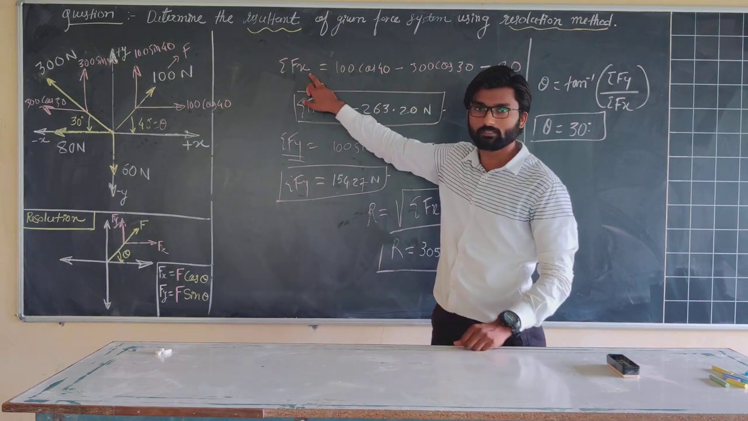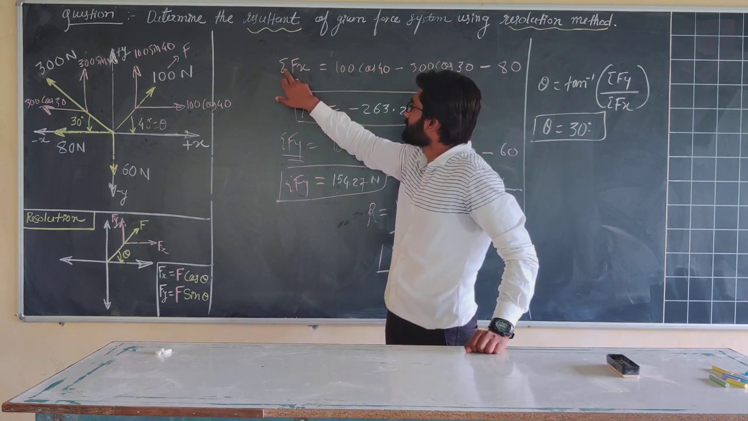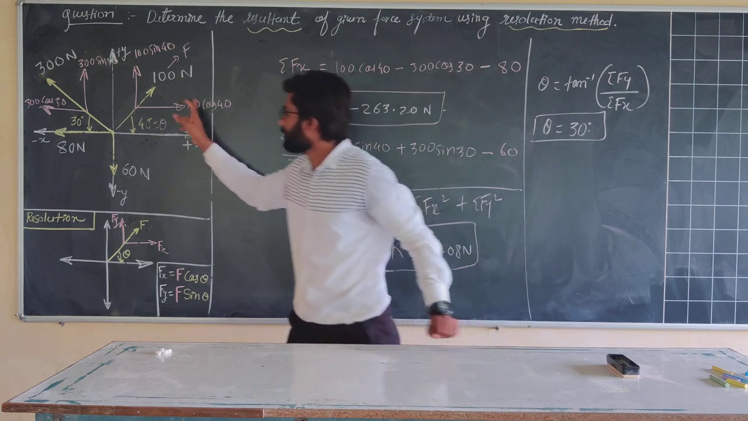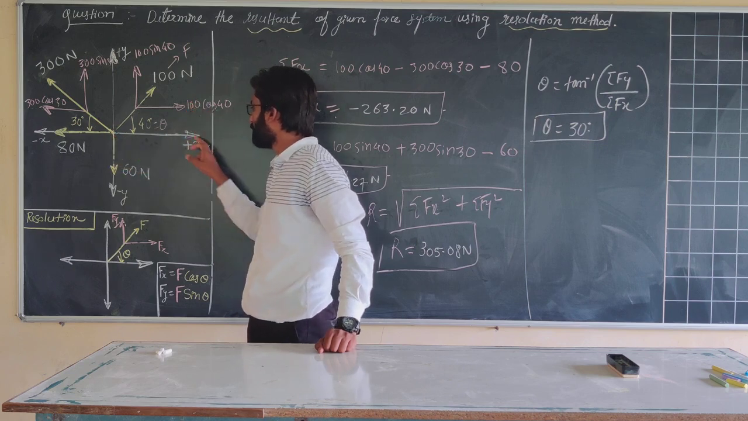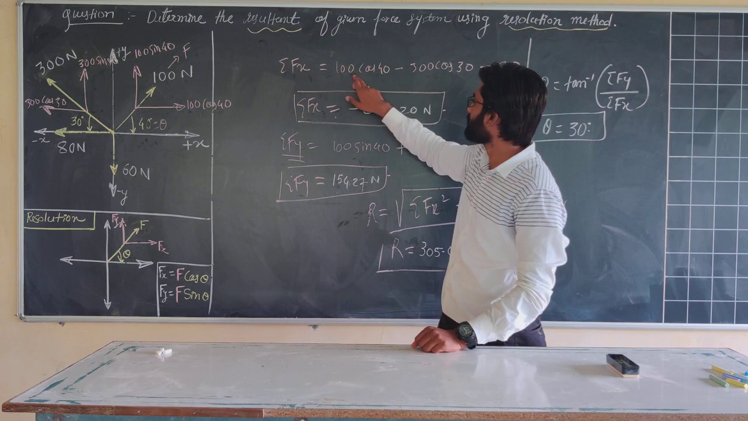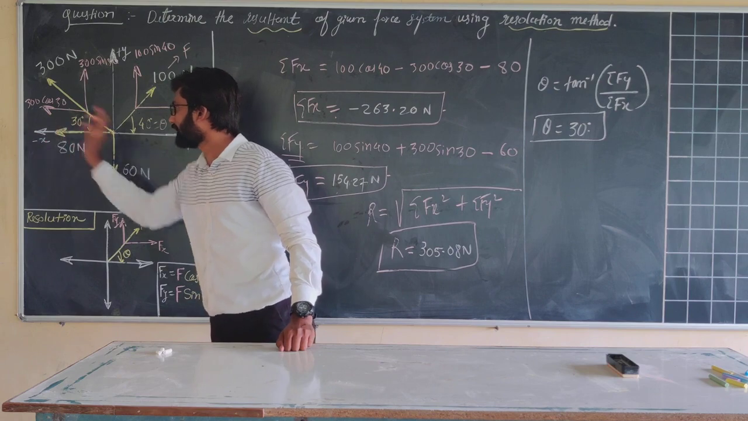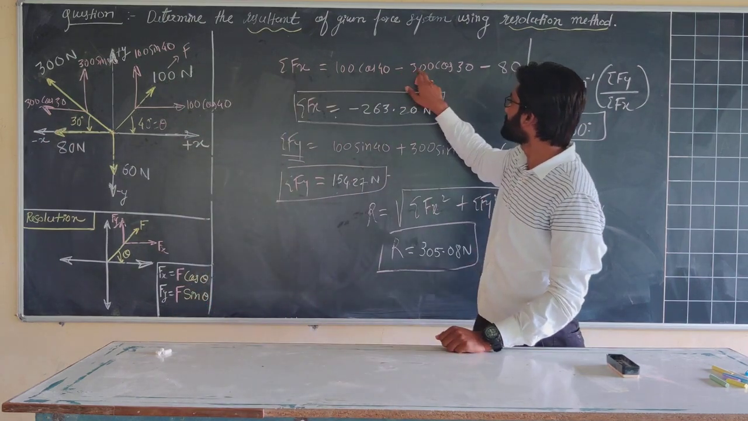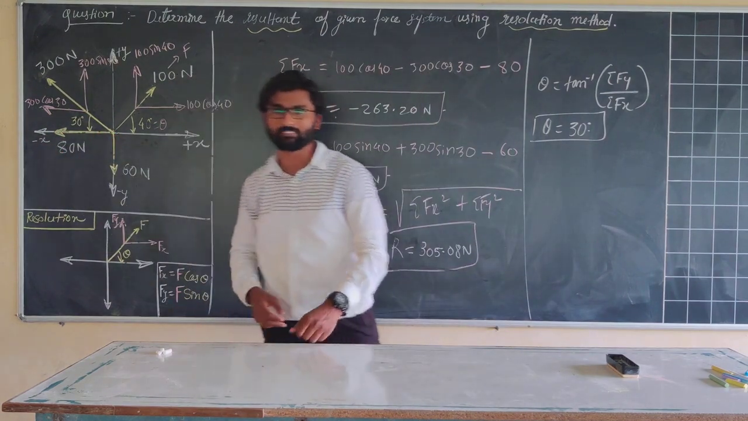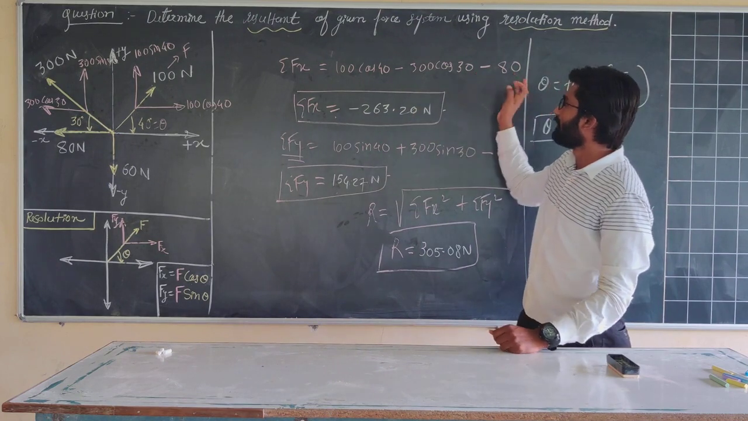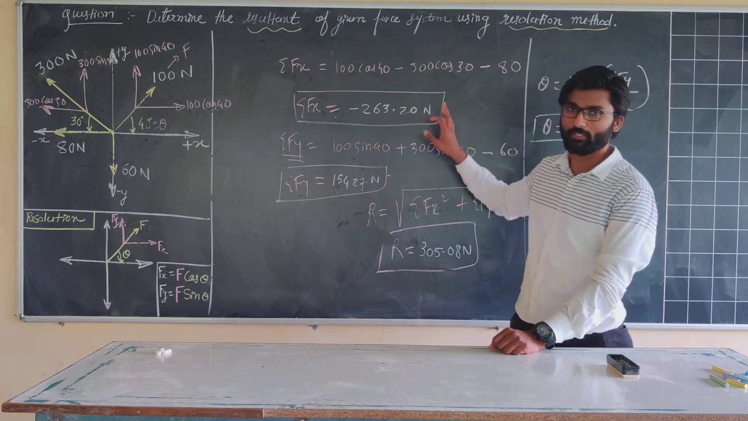Now the next step is to find the summation of Fx and summation of Fy. We have to add the forces in x direction, so we check which forces are in x direction. In the first quadrant we have 100 cos 40 acting along positive x-axis, so we write 100 cos 40 positive. Then we have 300 cos 30 acting along negative x-axis, so we write minus 300 cos 30. Then we have an 80 Newton force acting along negative x-axis, so minus 80. Solving this, we get summation of Fx as minus 263.20 Newton.